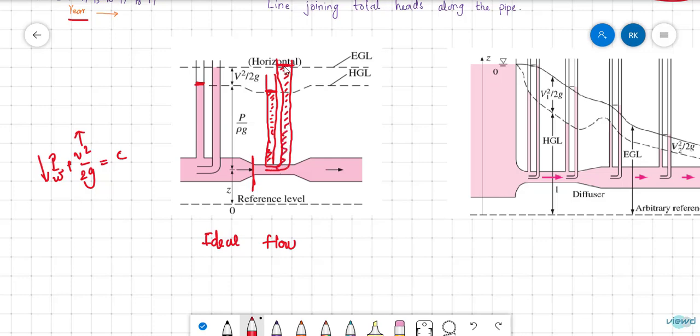So that is V square by 2g. Here V square by 2g is this much only, and here V square by 2g is this much, because the velocity has increased and pressure has decreased, and the energy gradient line is straight only.